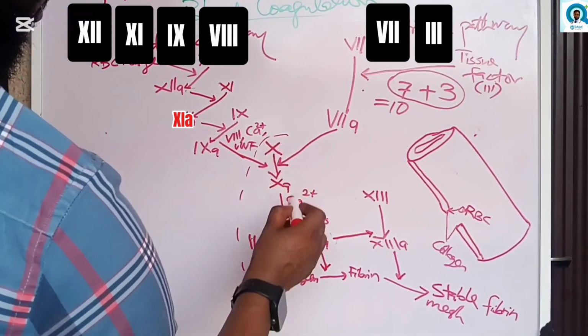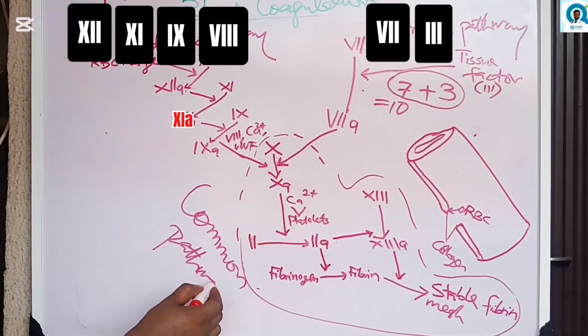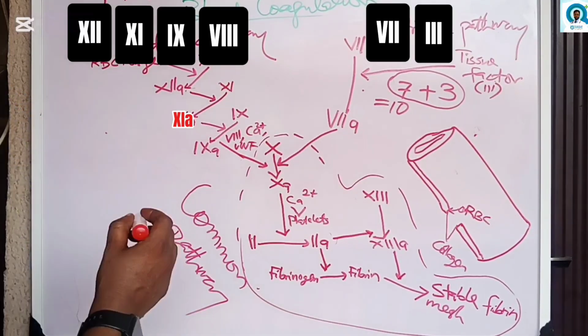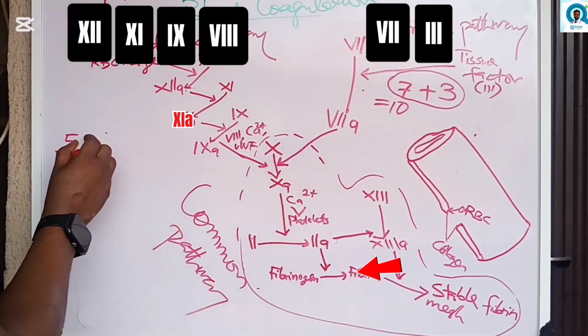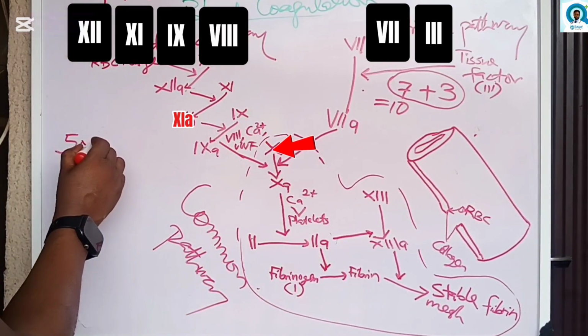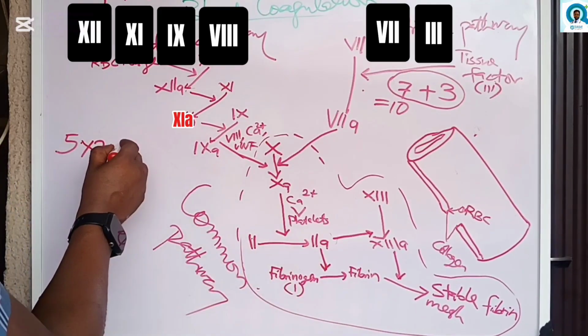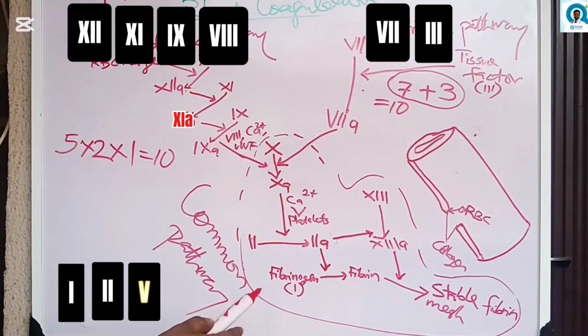To remember the clotting factors in the common pathway, we use this memory trick. 5 times 2 times 1 equals 10. That is, the factors in the common pathway are 1, 2, 5, and 10.